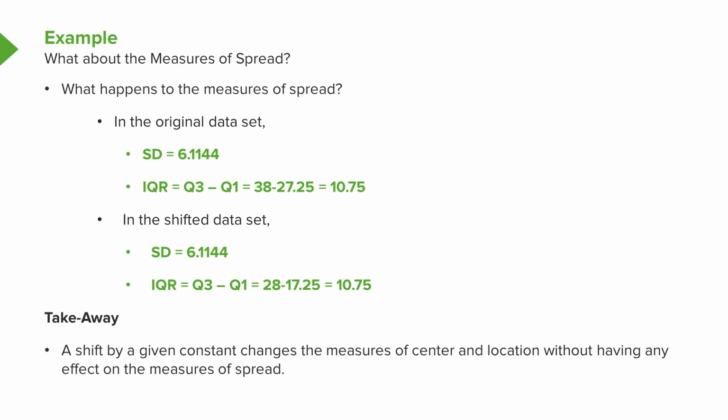still 10.75. So the takeaway there is that a shift by a given constant changes the measures of center and location, but has no effect whatsoever on the measures of spread. And this makes sense given what we saw in the histogram because they looked exactly the same. One wasn't any more spread out than the other, so it makes intuitive sense that the measures of spread should not be affected by a shift.